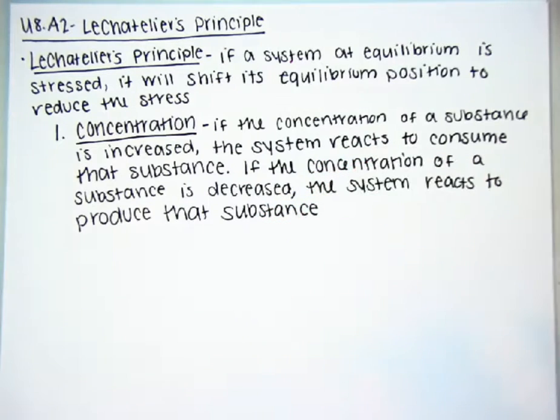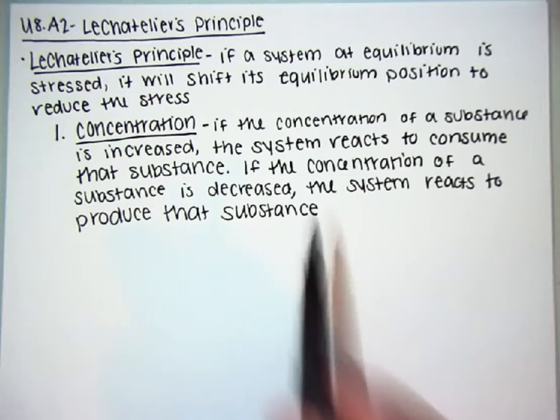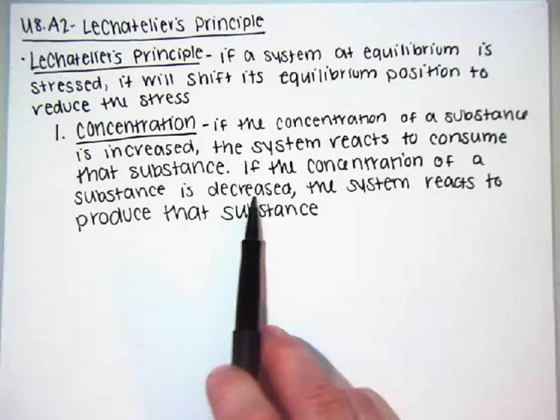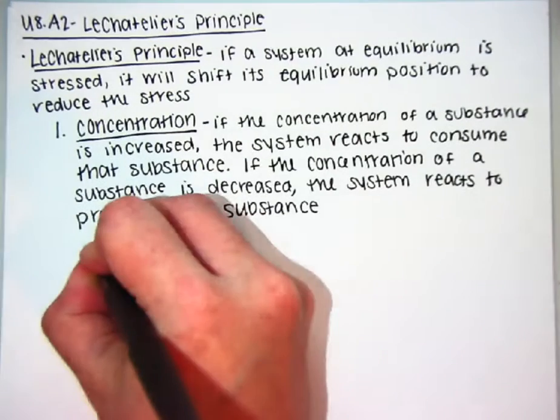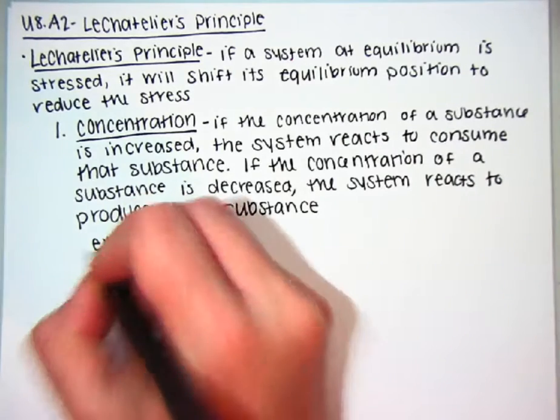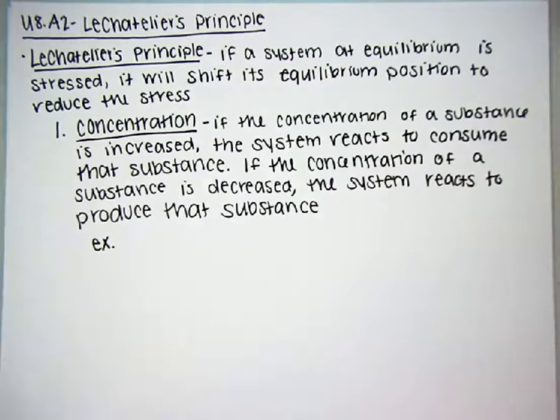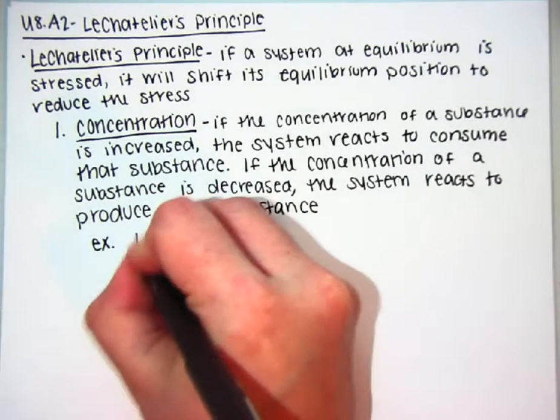Think of equilibrium kind of like balance. We're in balance. If we increase or decrease something, that's going to throw the equilibrium off, so we are going to shift the reaction in order to reduce that stress. Let's say the concentration of a reactant is decreased. The way we reduce that stress is by making more of that reactant. Let's look at a reversible reaction and we'll look at some questions.